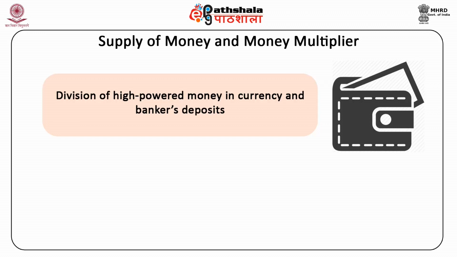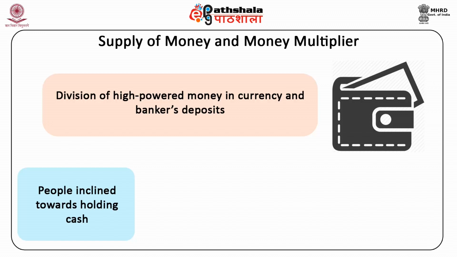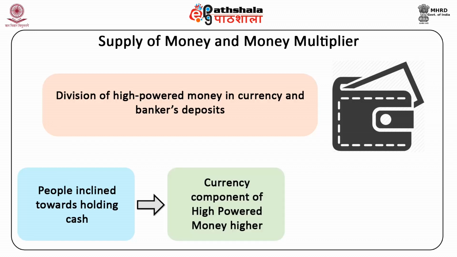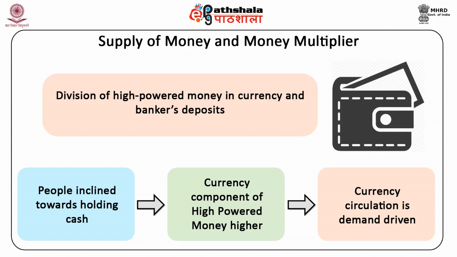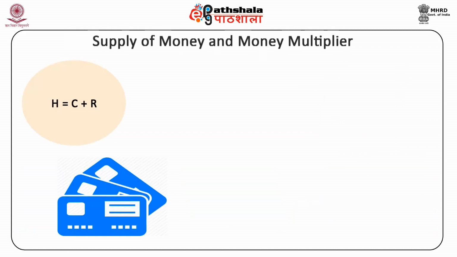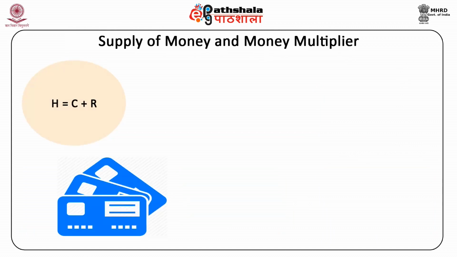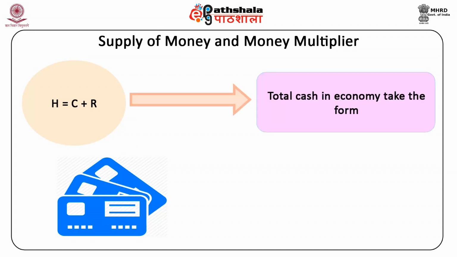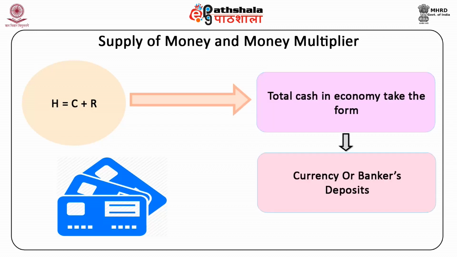The division of high-powered money in the form of currency and bankers' deposits is determined by the individual decision makers. If people are more inclined to hold cash in hand, then the currency component of high-powered money, that is H, will be higher. So, currency in circulation in the economy is completely demand-driven. H is equal to C plus R. The equation says that total cash in the economy can take the form of currency or bankers' deposits, that is reserves.